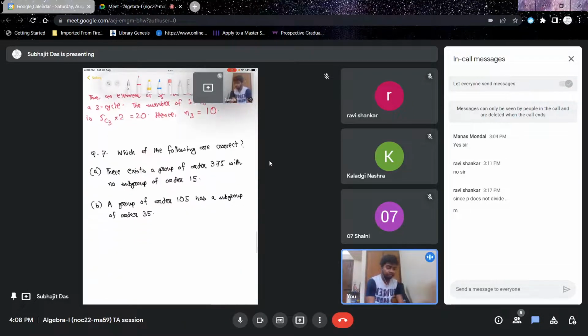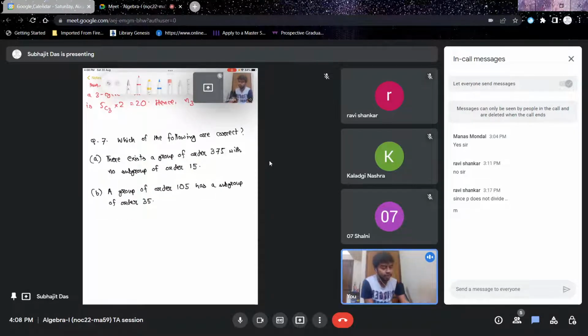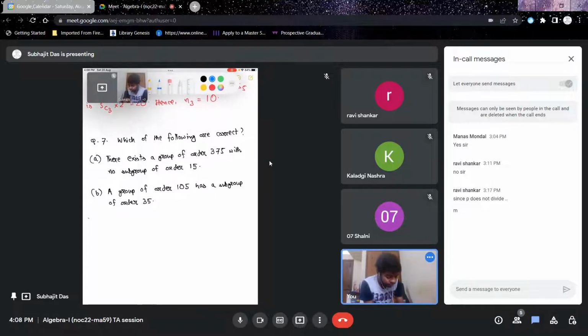So we have time for one more problem. So we'll solve this one and we'll end the session today. Very simple problem. You are asked to find out which of the following statements are correct. The first statement says that there exists a group of order 375 with no subgroup of order 15.